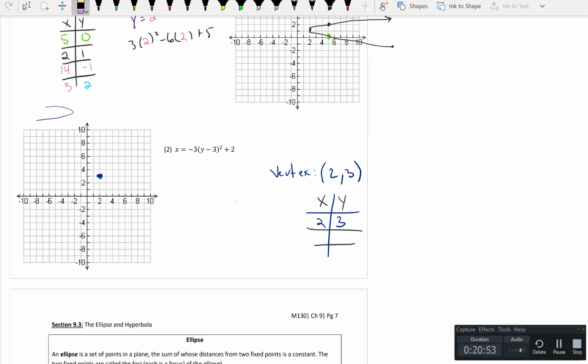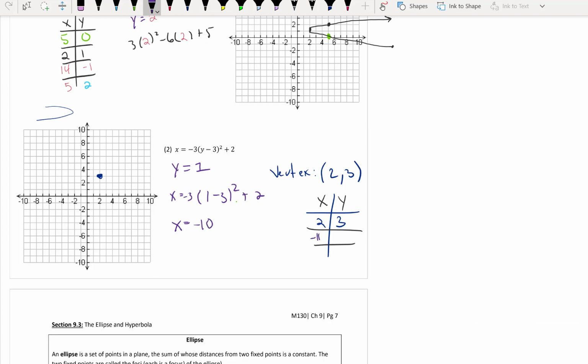So let's try something else. Let's try to plug in a positive 1 for y. So I get x is equal to negative 3 times parentheses 1 minus 3 squared plus 2, and get a negative 10. So I have a negative 10 and a positive 1. Okay. So that's what happens when I get a positive 1 there.